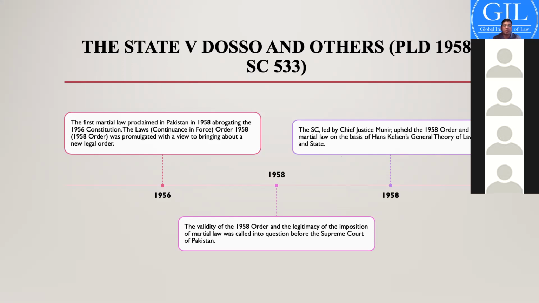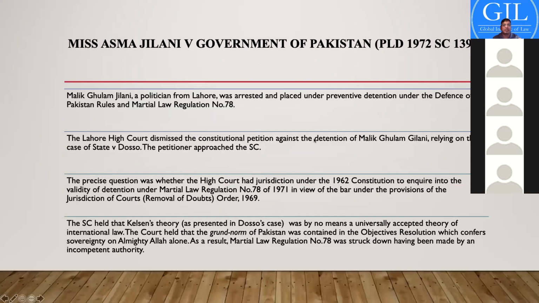The validity of the 1955 order and the legitimacy of the imposition of martial law was then called before the Supreme Court, and the Supreme Court said that yes, a new order has been established and its legitimacy comes from its success. So a revolution, if it is successful, becomes the norm creating body in itself. This is how the Dosso case was decided.